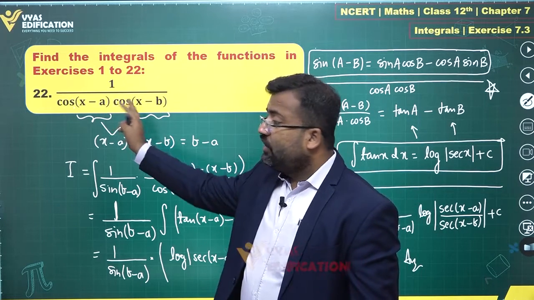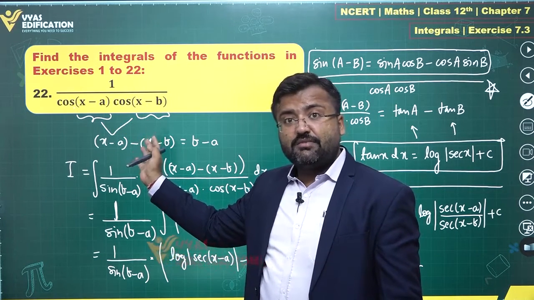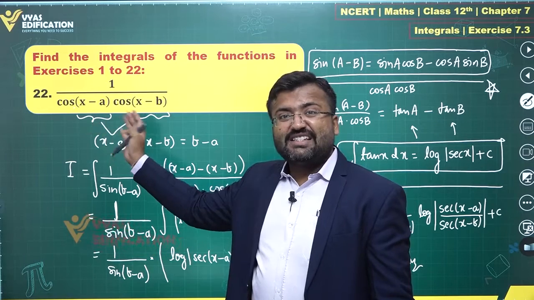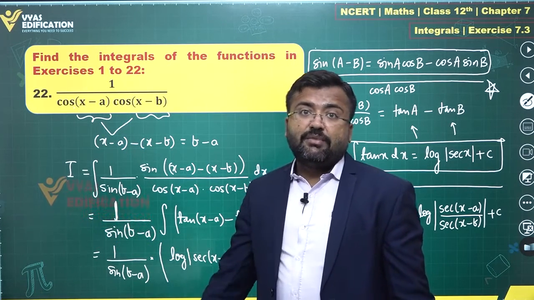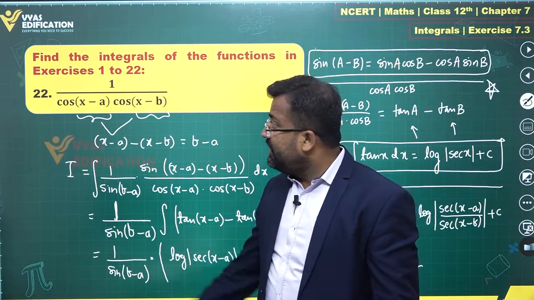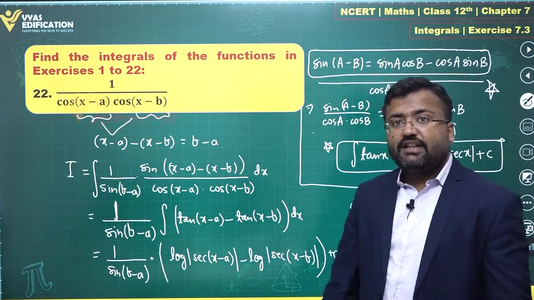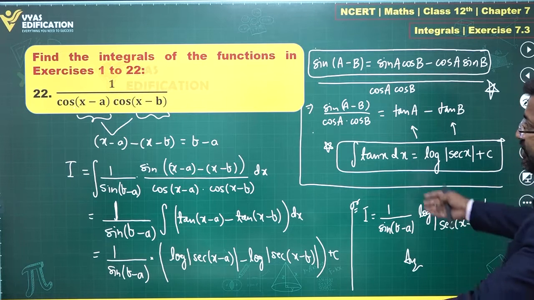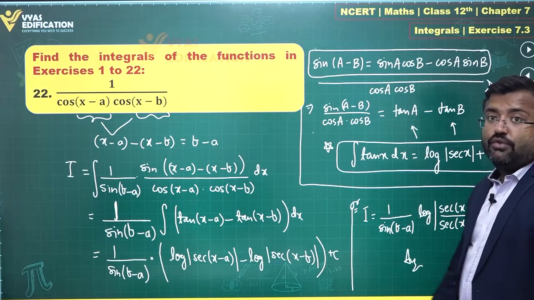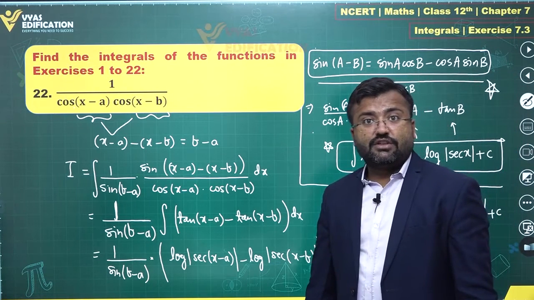If these are similar functions, that is, if this is cos and sin, you will have to use multiplication and division by sine, and if this is sin cos, then you'll have to use multiplication and division by cos, right? That's the important thing. With this idea, you can solve any such question coming in front of you. That's a complete solution of this 22nd question.